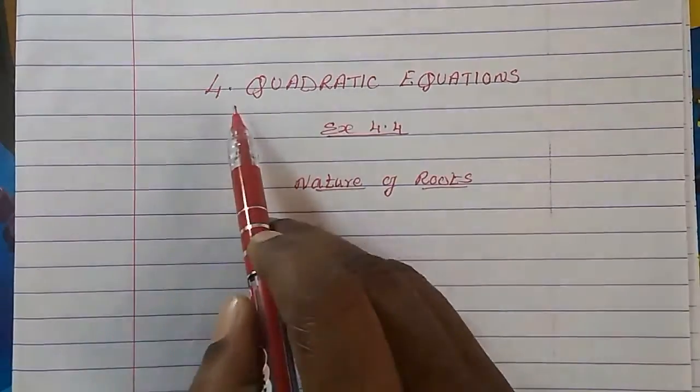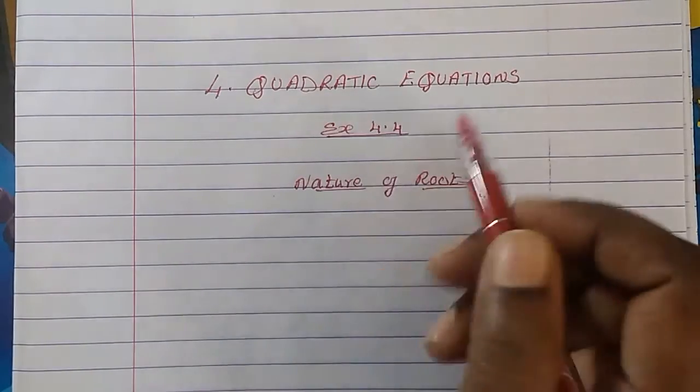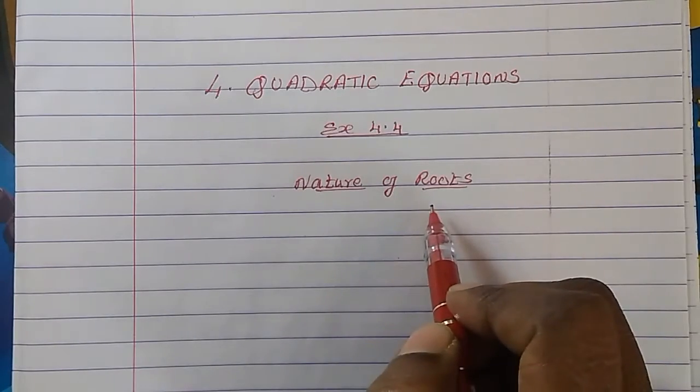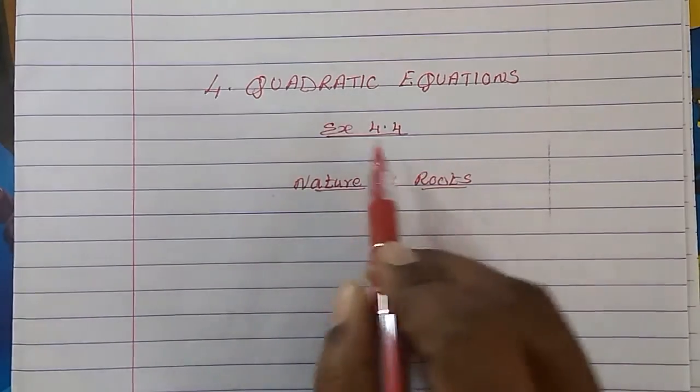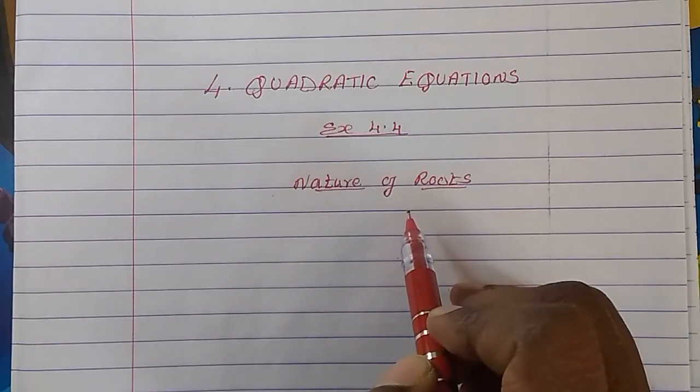Today we are going to study chapter 4 quadratic equations, exercise 4.4. In this, the first thing that you should know is the nature of roots, because your exercise 4.4 is based on this concept only. So let's understand what the nature of roots is.